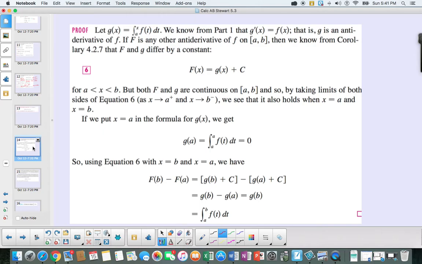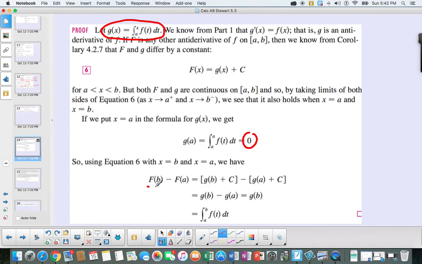All right, so we know this is an area accumulation function, and we are aware now that this is an antiderivative. So capital F of x is the antiderivative of this f of x over here, and that's also equal to g of x. We know that by the properties, g of a is going to be the area from a to a of f of t dt, which is going to be 0.